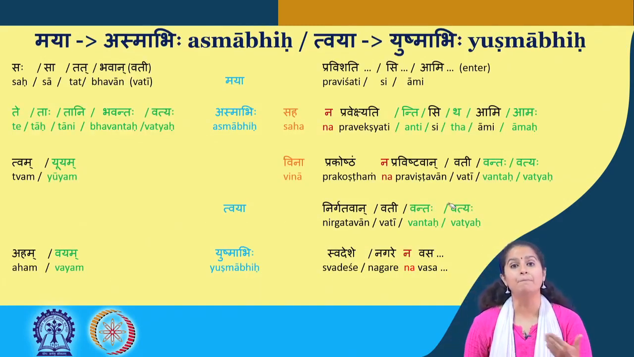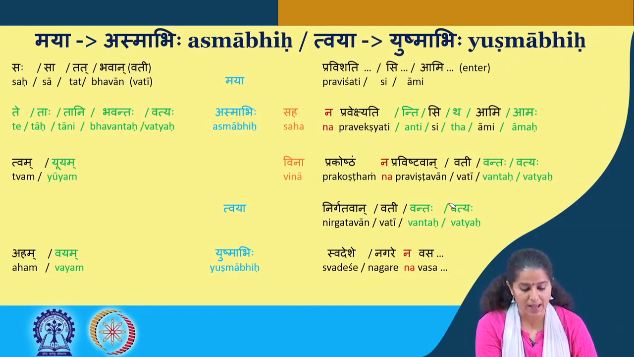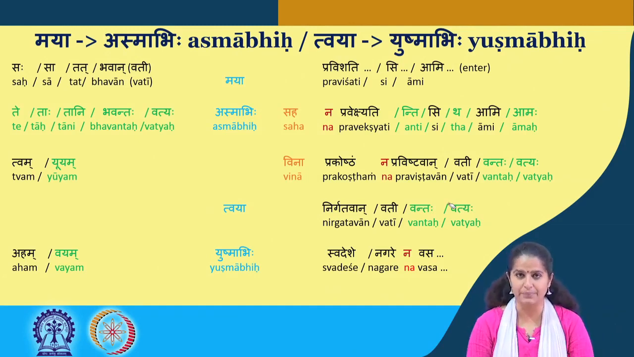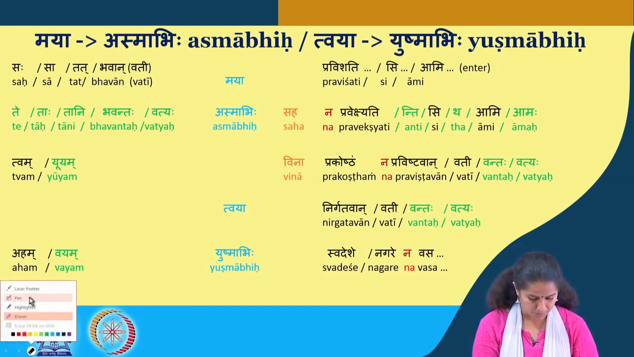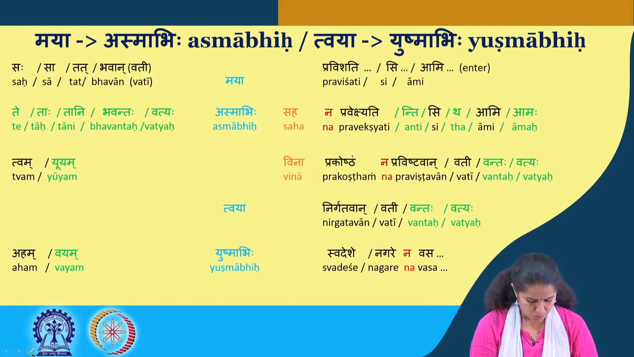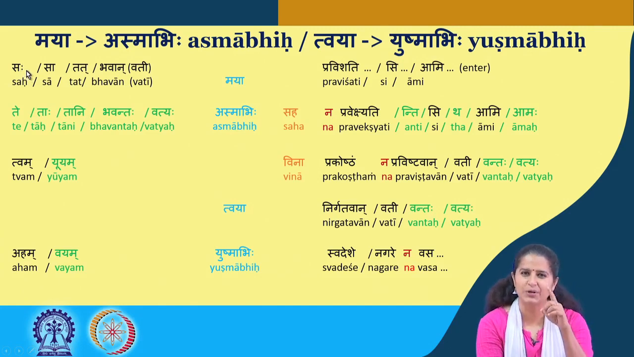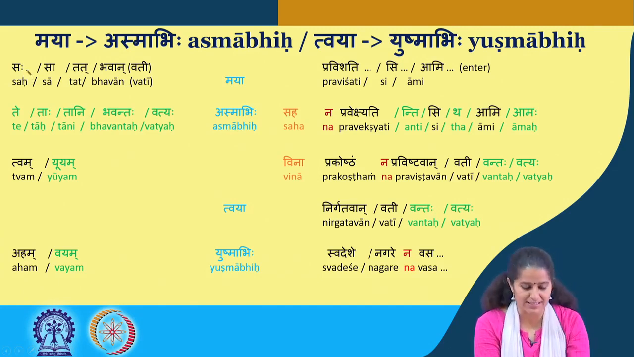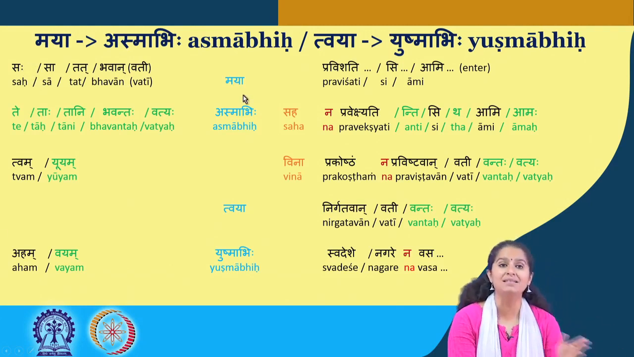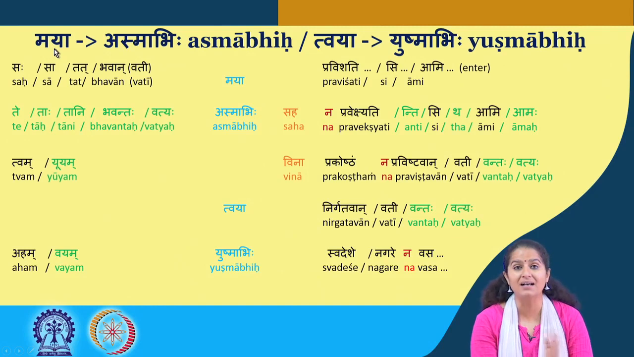Moving on, we have maya, which means with me. So here we have again another complex table, but I will break it down for you so that you can practice it meaningfully. So please follow my cursor because then it is easier to follow along. So, yeah, here we have saha. I'll stick to only the singular, only the first one instead of sa, tat, bhavan or bhavati. I'll just stick to the saha as representative of the whole group. So, saha, maya saha. Here we have maya saha.